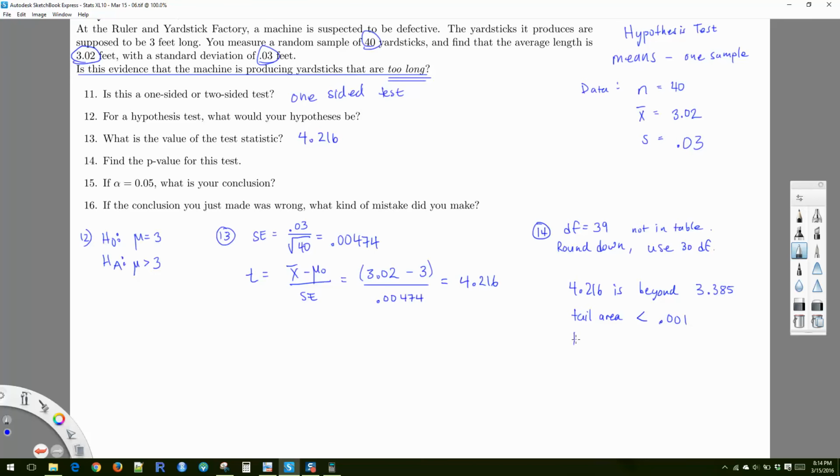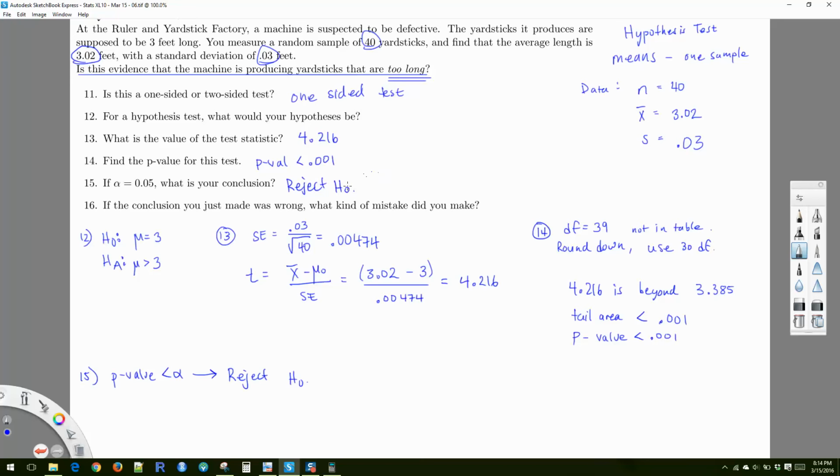Okay, so our p-value, because it's a one-sided test, we don't need to bother doubling it. So our p-value is also less than 0.001. Okay, so number 15, our p-value is less than alpha, which tells us we reject the null hypothesis.